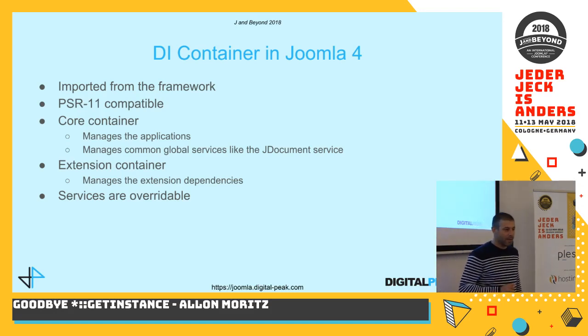A new thing we have in Joomla is now containers on the extension level. It's a way that the extension can set up its dependencies in a container, because when you use a DI container, you first define all the setup, and in the container itself, you can then manage all the different dependencies, and we have that now also on an extension level. A benefit of that is that you basically can override these services. I will explain that later in more detail.